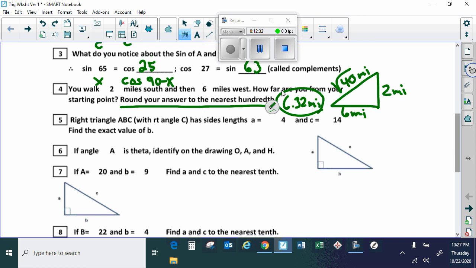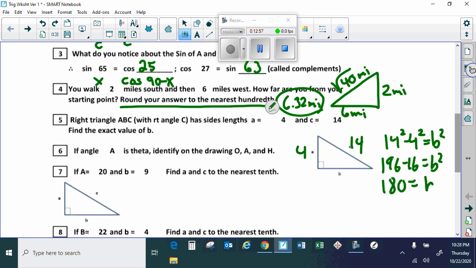Don't forget that. All right, number 5, right triangle with right angle C. It has lengths A equals 4 and C equals 14. Find the exact value of B. So this is just doing Pythagorean theorem. So I have 14 squared minus 4 squared equals B squared. 196 minus 16 equals B squared. That's 180 equals B squared.